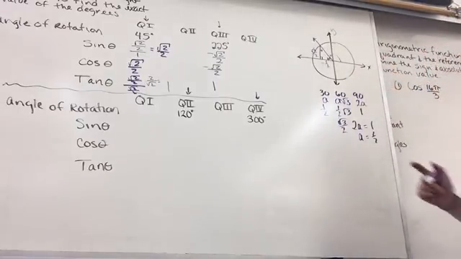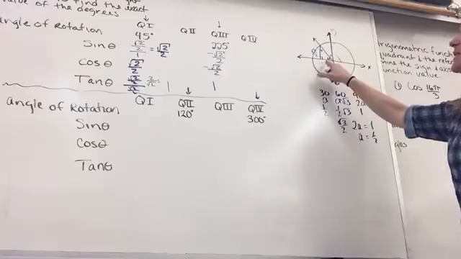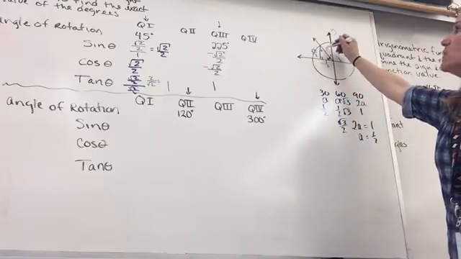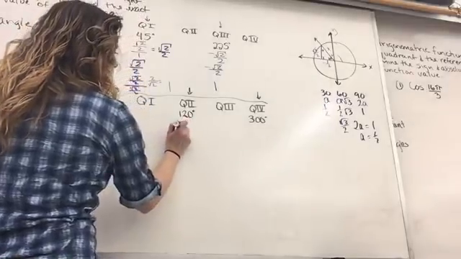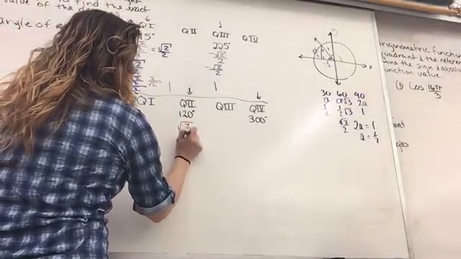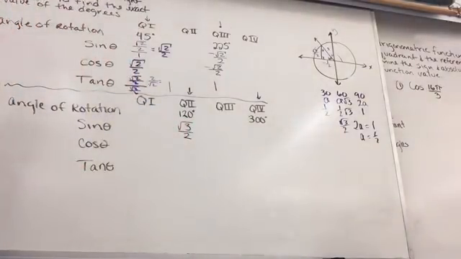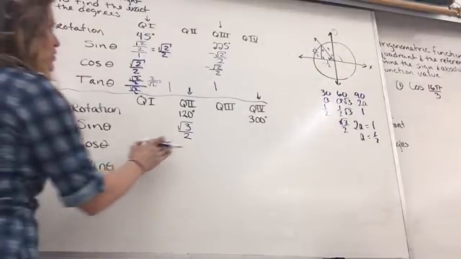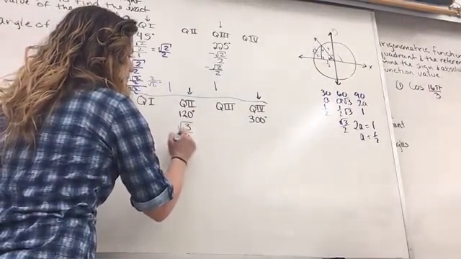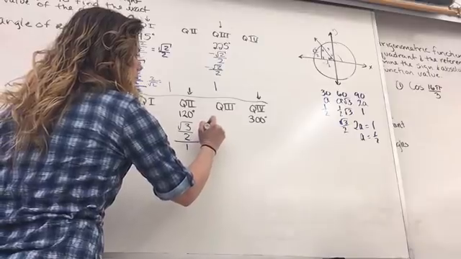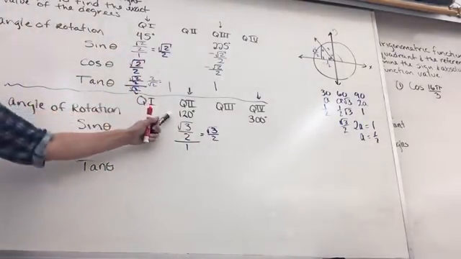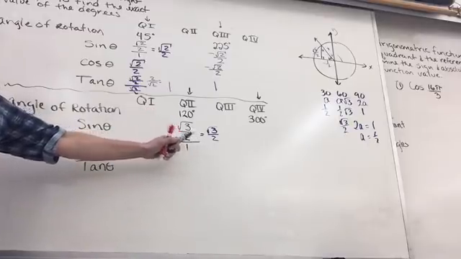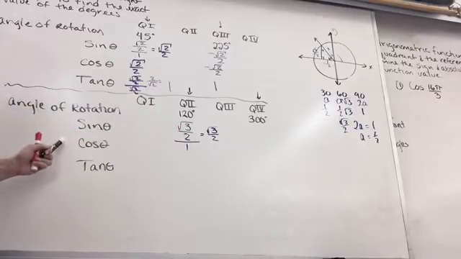So, sine uses the opposite over the hypotenuse. So, opposite over hypotenuse means I have the square root of 3 over 2. And if I divide that by 1, I just get the square root of 3 over 2. So the exact value of the sine of 120 degrees is the square root of 3 over 2. Now, we're going to find the cosine.